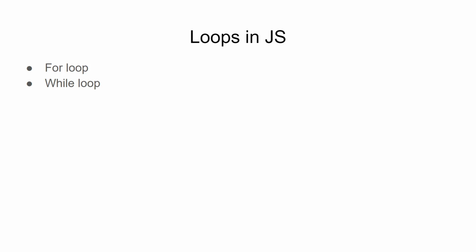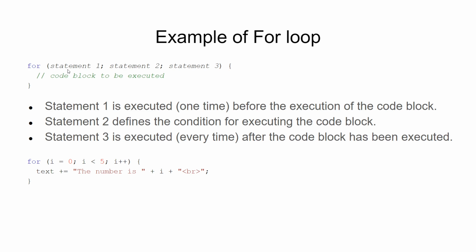In this video, we're going to have a look at loops in JavaScript. There are many different kinds of loops in JavaScript, but I want to pay attention to two particular ones. That's the for loop and the while loop. So this is the example of the syntax for the for loop.